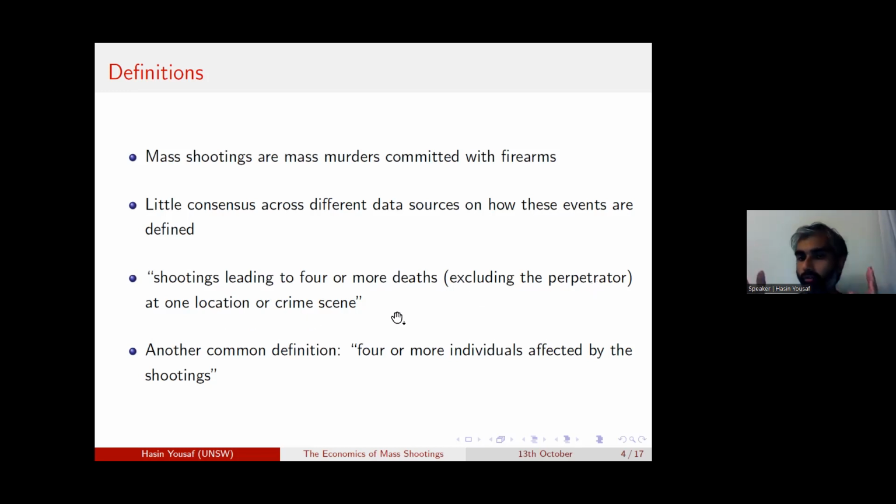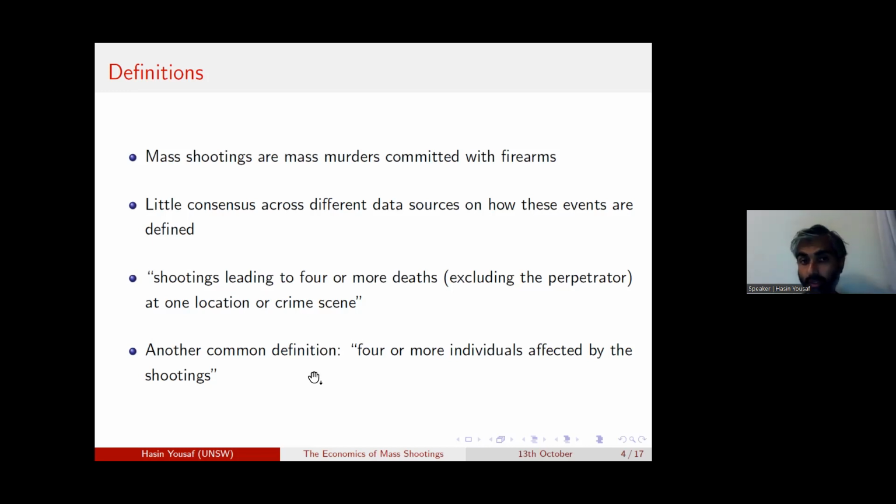So if there are 4 or more deaths committed by gun or any sort of firearm in a location, that would be characterized as a mass shooting. This is the most common definition. This is the definition which the FBI uses. This is the definition that, for example, in a congressional research paper, the first definition that they employed was this one.